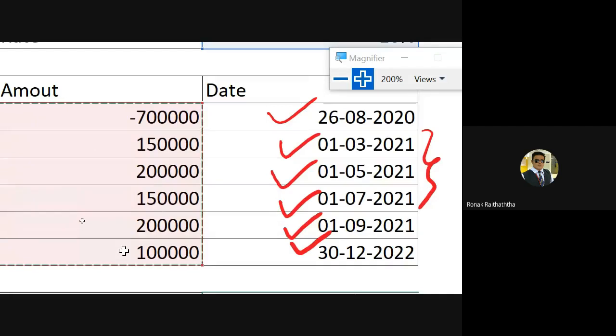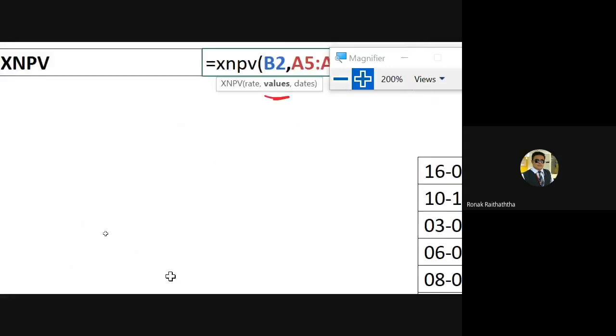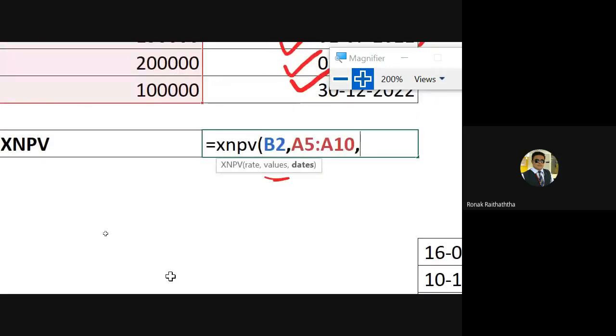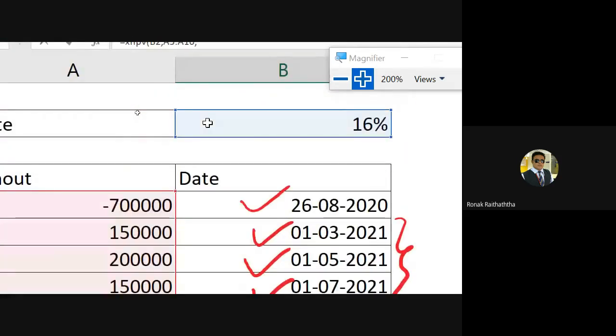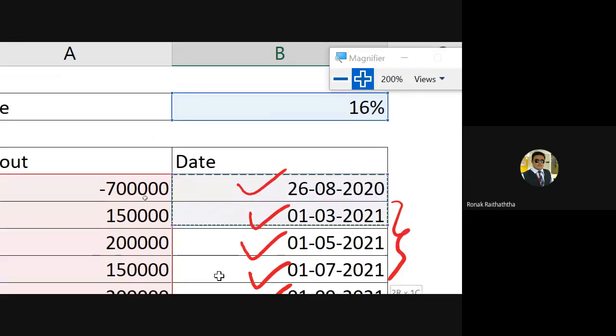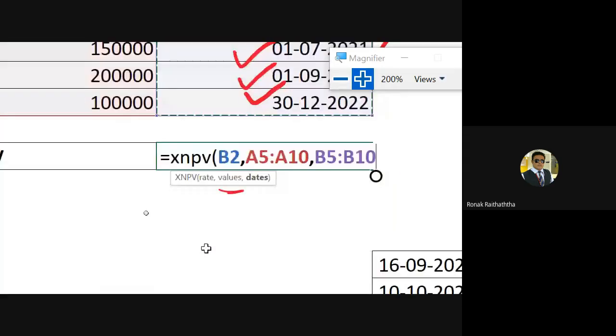Now here you are not supposed to put that 7 lakhs outside the bracket because it is already included with the dates. Excel will automatically catch the dates of it. So you just select all the inflows and outflows you have, including the minus and plus ones. Once the values are selected, comma, now you have the dates. So all the dates on which these inflows and outflows are going to be realized, from the first to the last one, you will be selecting all the dates. Closing the bracket.